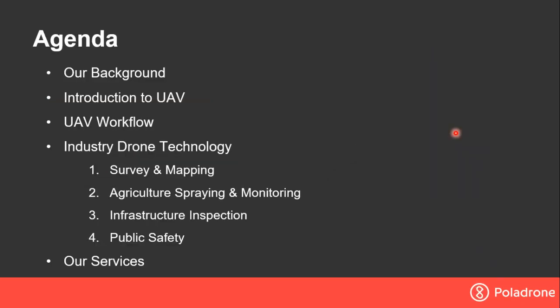And this will be today's agenda. We will start off with our background. I'm going to talk about what is Poladrone and where we come from. Then I'm going to go into an introduction to UAV: what are the components that make up the UAS and also the UAV, and then the UAV workflow. And these are the 4 industries we're going to talk about today. Number 1, survey and mapping. Number 2, agriculture spraying and monitoring. Number 3, infrastructure inspections. And last is public safety. Before I end our webinar, we're going to talk about what kind of services our company provides.